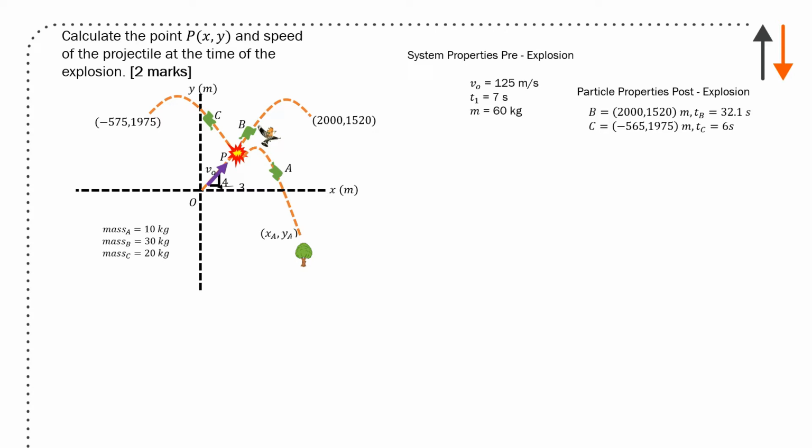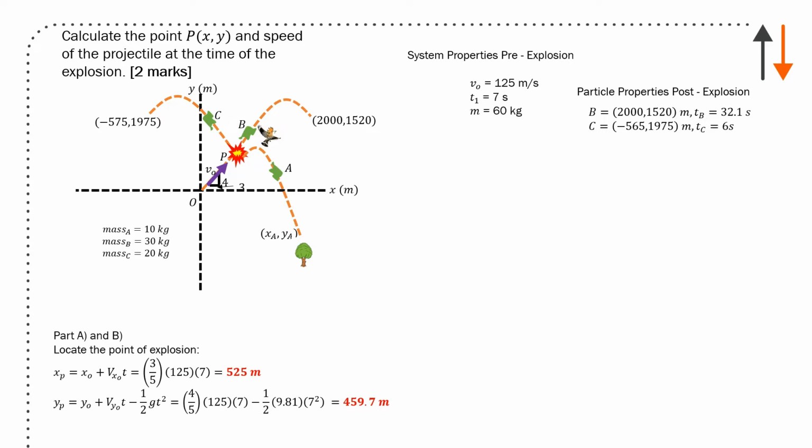Pre-explosion, V naught is 125 meters per second. Time of flight is 7 seconds when it explodes. A mass is 60 kilograms, and then you're given the final positions and times. So if you do that, you can substitute in those expressions and get rid of x naught, y naught, because those are 0. Vx naught, Vy naught, on the other hand, are given, and you have to use the 3, 4, 5 triangle. The difference is that x is horizontal motion, so there's no gravitational acceleration, and y is vertical, and so you'll have gravitational acceleration.